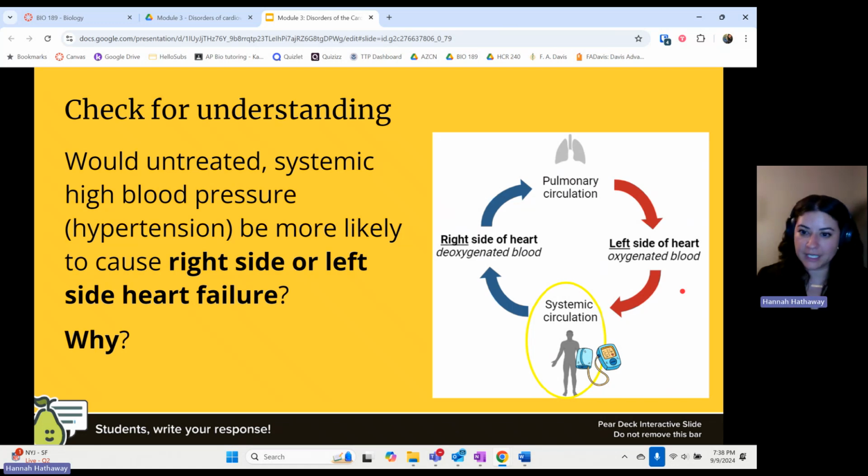Okay, so for this one, we're going to look at the diagram. Here's the problem, systemic circulation. So it is making the heart work harder to get the blood here. Which side of the heart has to work harder? The left side, because the left side is what is pumping to the systemic circulation, right? The right side doesn't care. It gets blood from the systemic circulation. The left side has to push really hard to get it there. So that would be, sorry, like I said, there was no answer to this one. That would be the answer. So this would be more likely to cause left-sided heart failure.